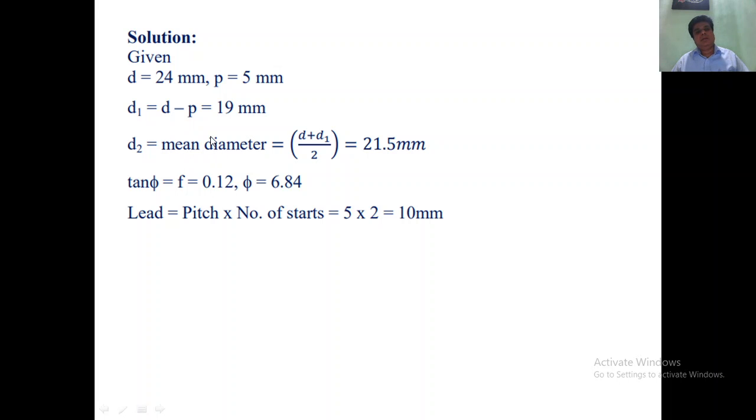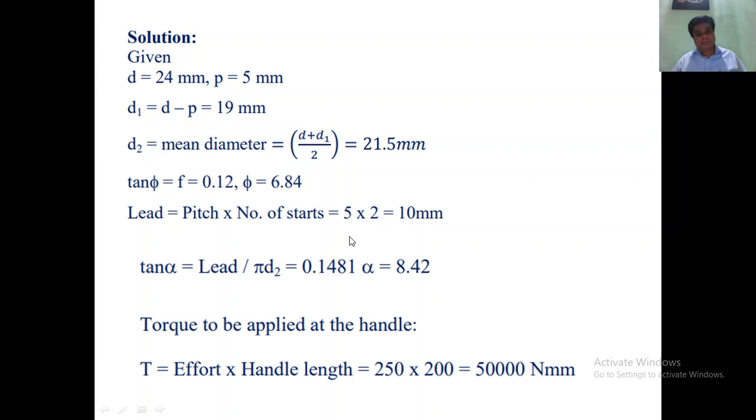So we are using this mean diameter in the design, as you have seen in the previous equations. And the coefficient of friction is given as 0.12. So tan phi is equal to the coefficient of friction. From that we will get this angle phi as 6.84 degrees. And the lead is the pitch times the number of starts. It's a double start screw thread, so the number of starts is 2 here. So lead is equal to pitch into 2, that is 10 mm. So the lead here is 10 mm.